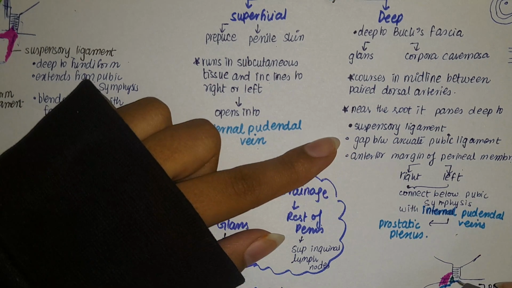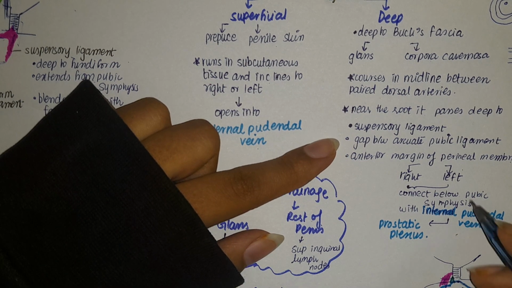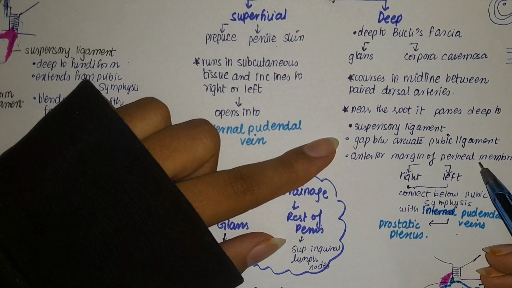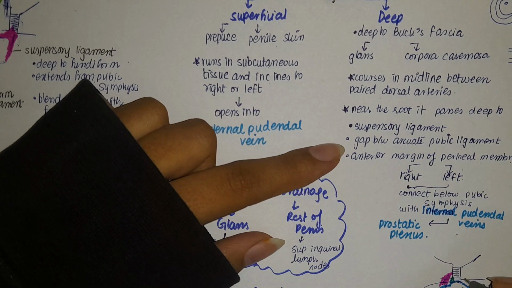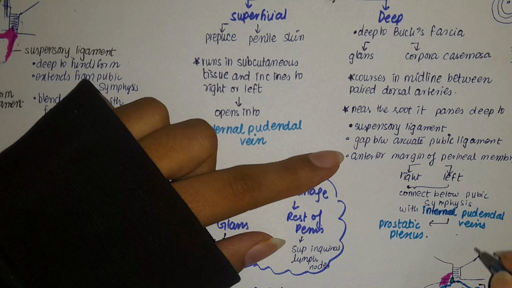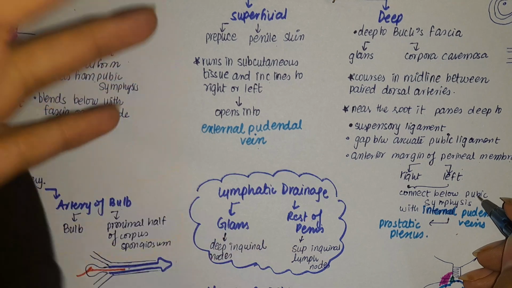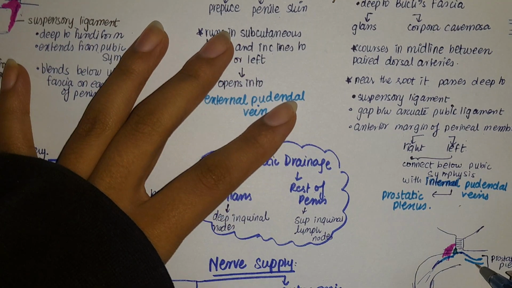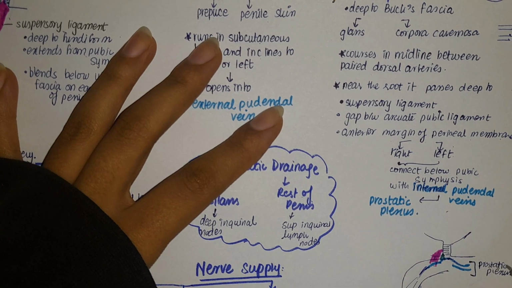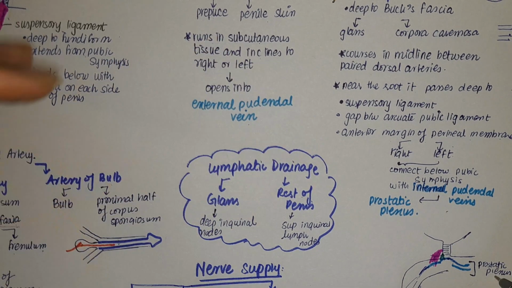At the point where it passes the anterior margin of the perineal membrane, it divides into right and left branches, and these right and left branches are now going to join with another type of vein, that is the internal pudendal vein. Both of them, the right and left branches of the deep dorsal vein as well as the internal pudendal vein, are now going to drain into the prostatic venous plexus.